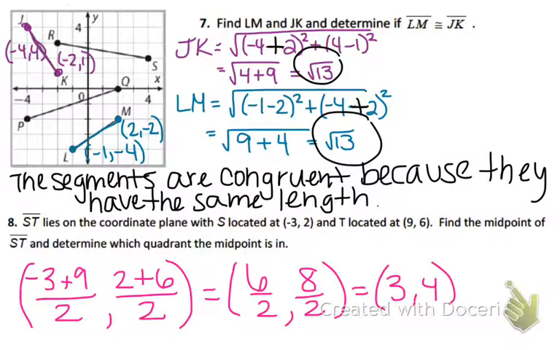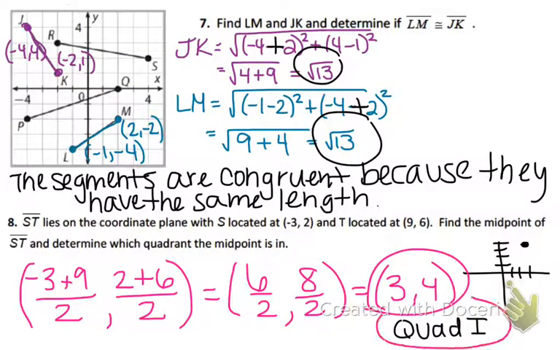And what quadrant is that in? Well, if I were to graph (3, 4), I would go 1, 2, 3, then 1, 2, 3, 4, and that puts me in quadrant 1. So there are two parts for this: finding the midpoint and then finding the quadrant that it's in.